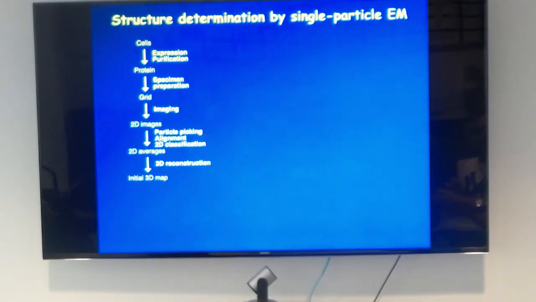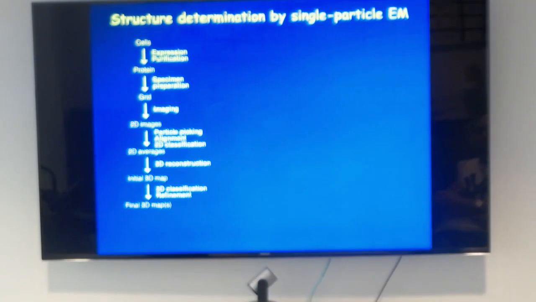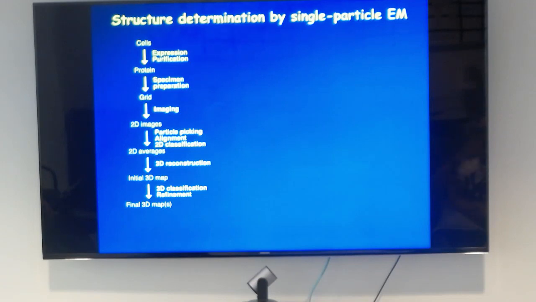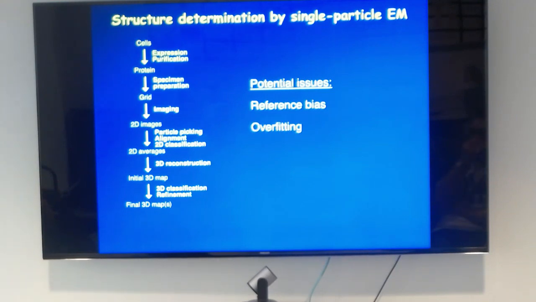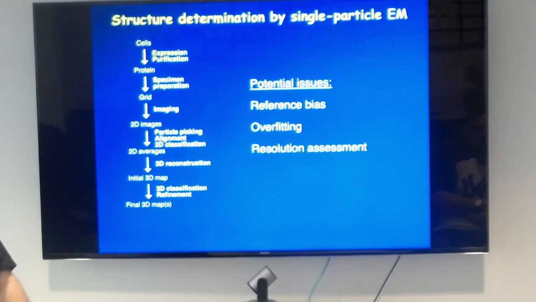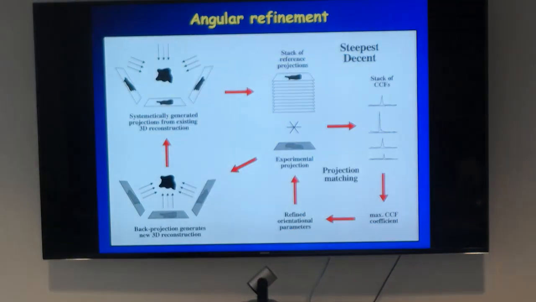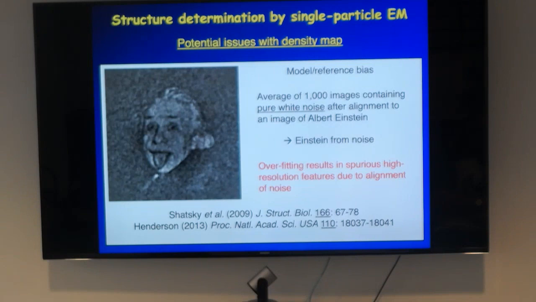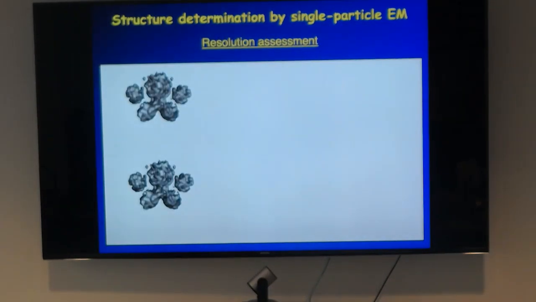So now you have your initial 3D map, and now you have to do 3D classification and refinement. I just talked about refinement, the same issue. You have reference bias, so if your model is bad, you will overfit. And a very contentious topic, stupidly contentious in the field, is resolution assessment. I'm not going to talk about this, the same idea that you just have over-refinement. So resolution is a big area forever in single particle electron microscopy.